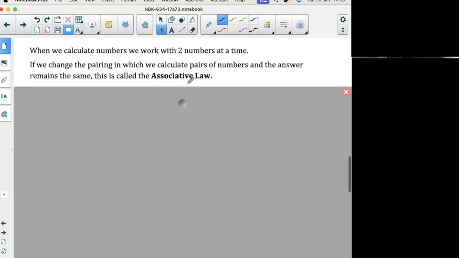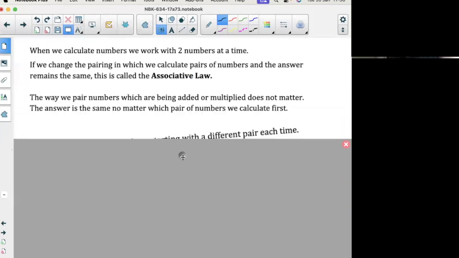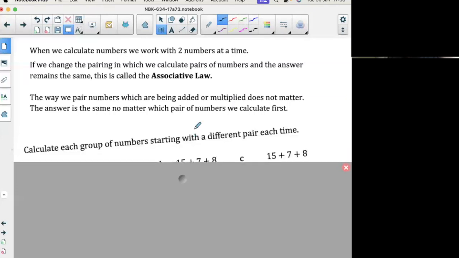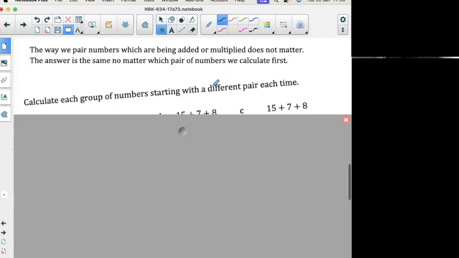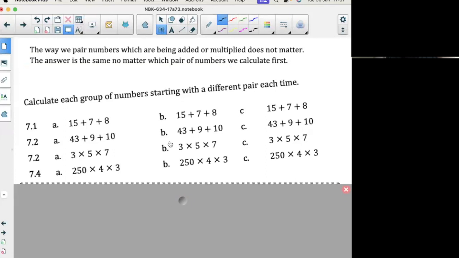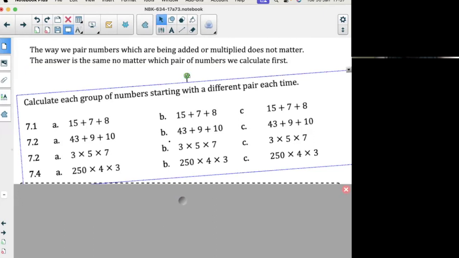When we calculate numbers, we work with two numbers at a time. If we change the pairing in which we calculate pairs of numbers and the answer remains the same, this is called associative law. You might have heard it in class before. The way we pair numbers which are being added or multiplied does not matter. The answer is the same no matter which pair of numbers we calculate first. So, very similar to what we were doing before, okay?